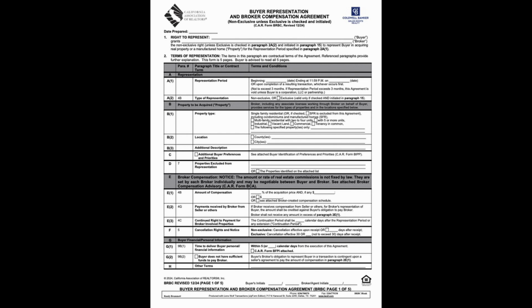G1. You agree to share personal financial information within a few days, like a pre-approval letter or proof of funds. G2. If you can't afford to pay your broker, they don't have to represent you unless the seller agrees to cover the fee. H. Other terms. A catch-all for any custom agreements, like payment schedules or other deal-specific terms.